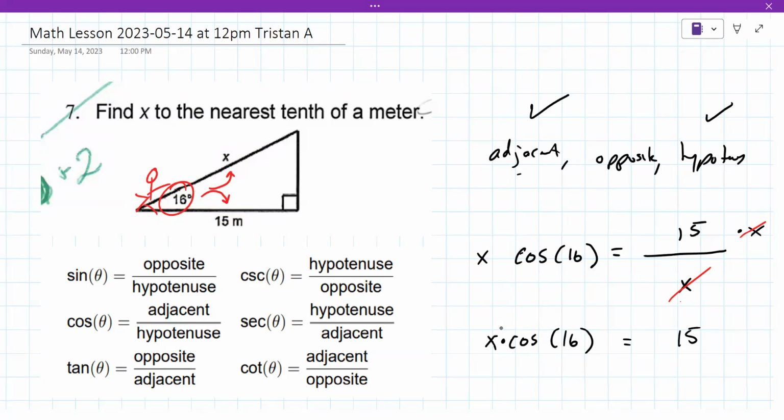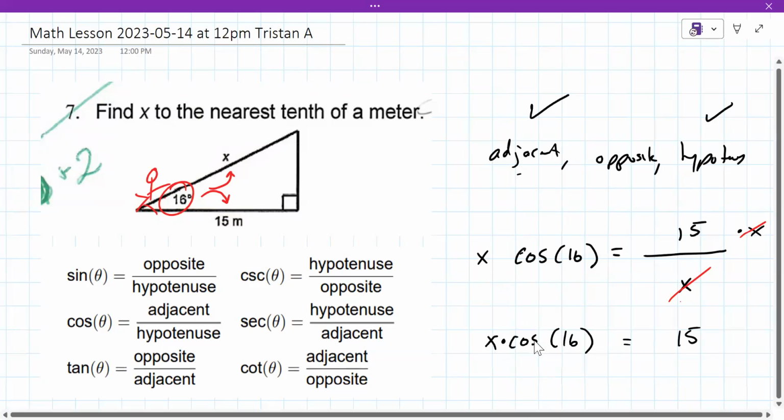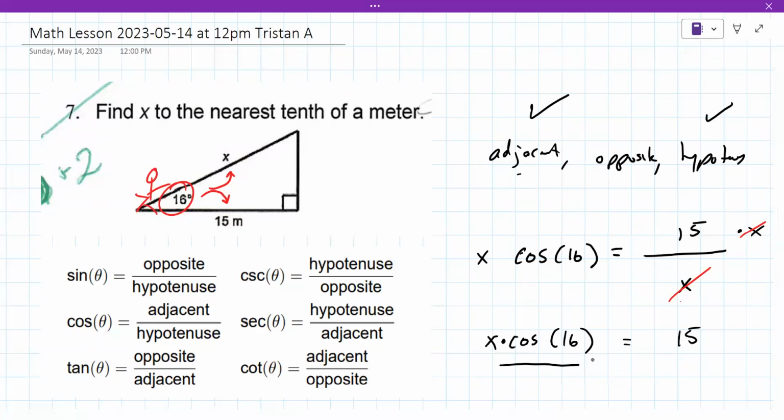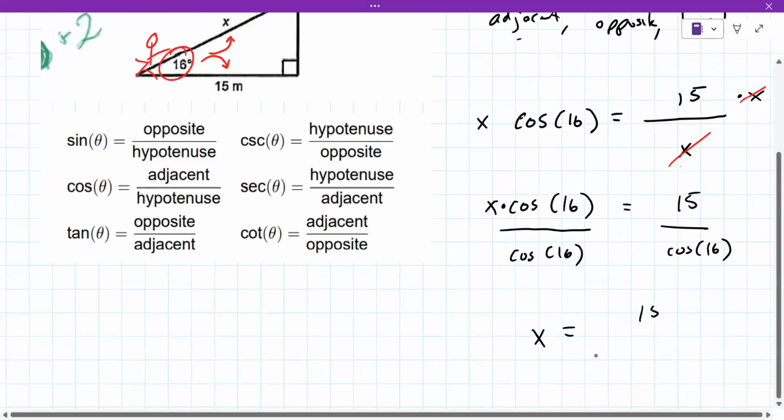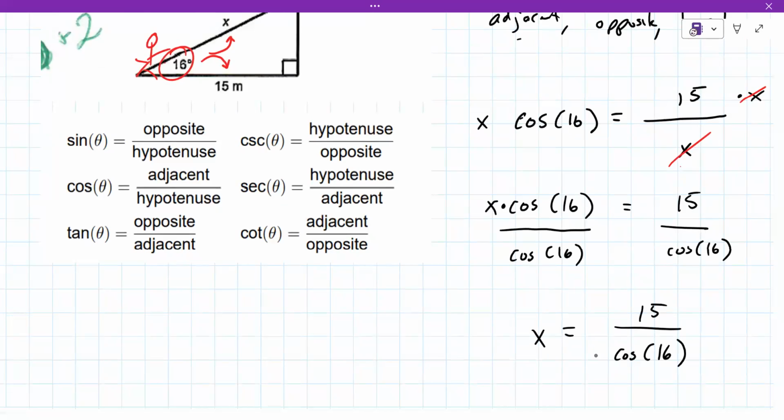Okay, so you got this cosine 16 here, it's multiplying X. How do you undo multiplication? Divide. You divide both sides by the cosine of 16. So X equals 15 over cosine 16.